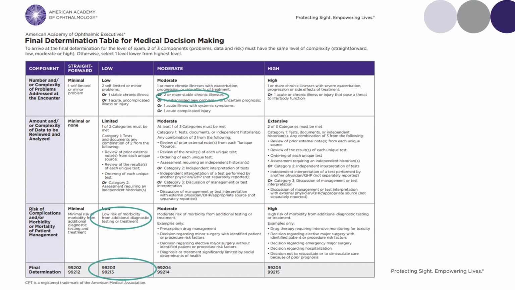Here is how it would look on the final determination table. So our problem, as outlined with 2 or more stable chronic illnesses, would be considered a moderate level problem. However, the risk is considered low. So meeting or exceeding 2 of 3, the final overall MDM would be low, which would then, of course, be the 99213.